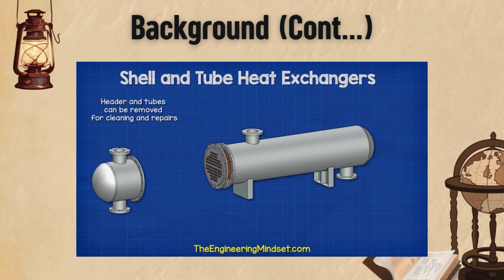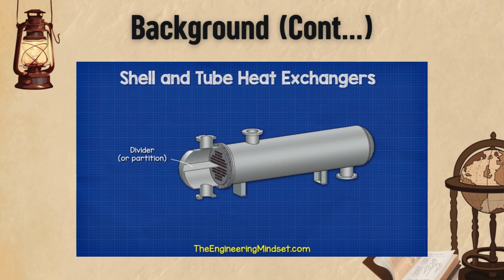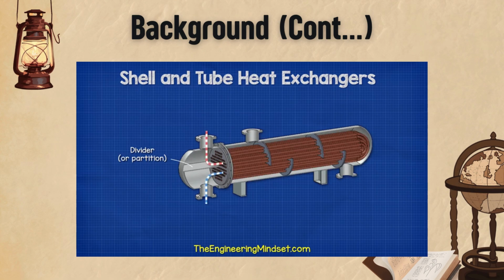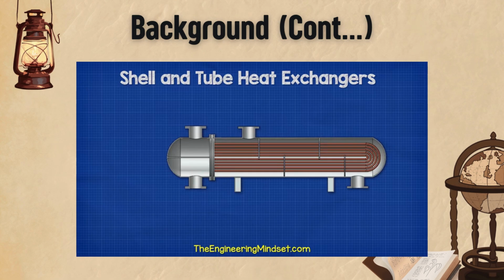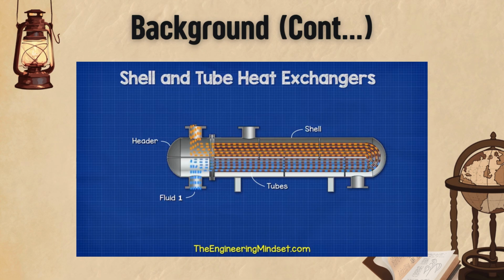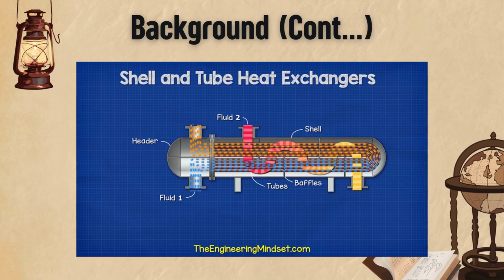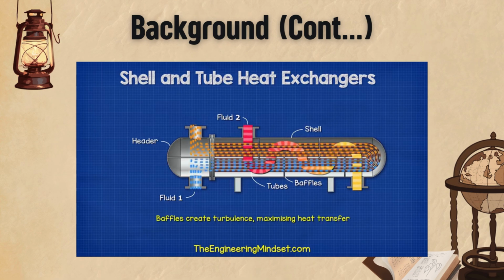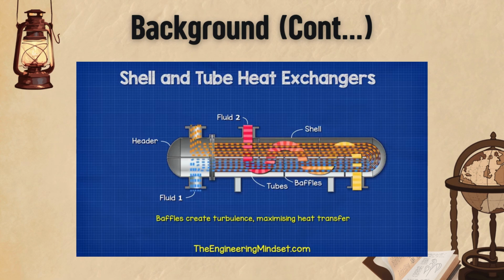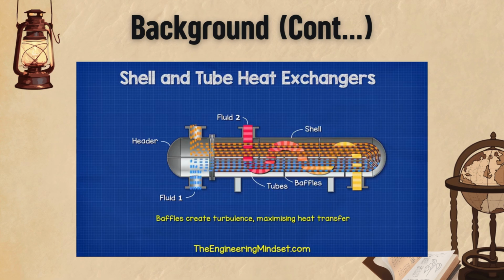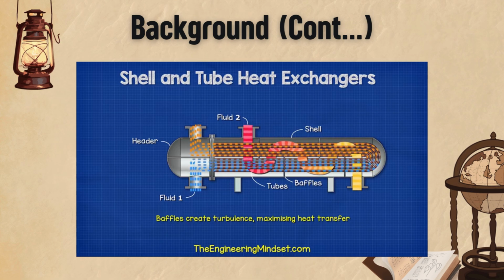The header, as well as the tubes, can be removed for cleaning, repairs, and maintenance. Inside the header is a sheet of metal known as the divider, or the partition. This separates the tube ends, enabling the fluid to flow into and then out of the heat exchanger tubes. Fluid 1 will flow through the header, into and around the tubes, then back to the header. Fluid 2 will enter the shell and surround the outside of the tubes. The baffles will partially block the flow, which will force the fluid to turn multiple times. This creates a turbulent flow and ensures that fluid 2 mixes with itself, which ensures maximum heat transfer.